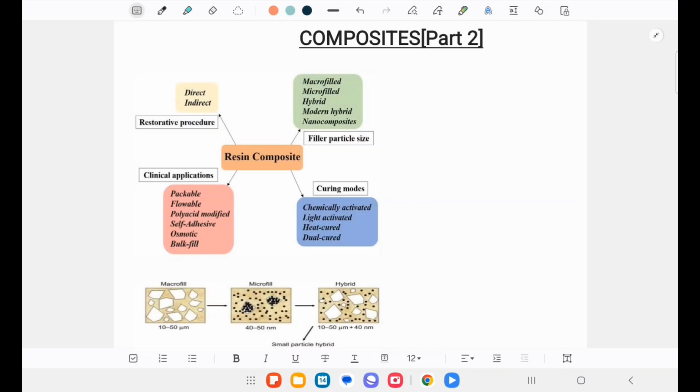Hi friends, today we are going to see the second part of composites, as we have three parts. So I am covering composites in three parts. Overall, in brief, if you combine all three videos, it will be a sum-up of the composites, and you can very well write your university essay. Here we are going to see the classification of composites.